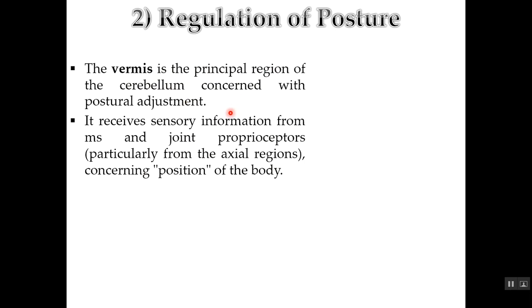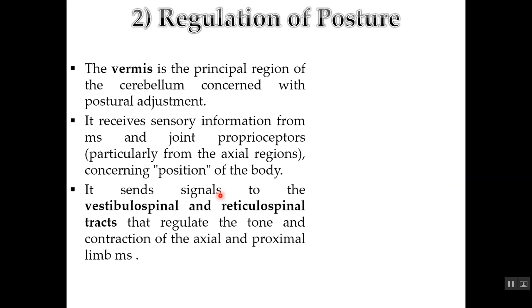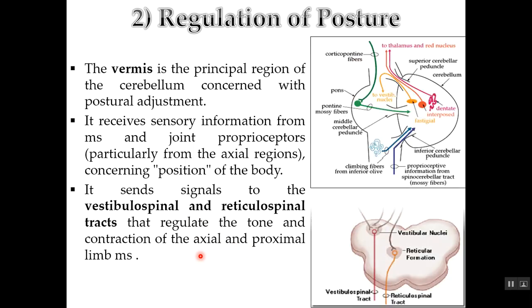It receives information from your muscle and joint proprioceptors, specifically present in the axial region. Axial region means in the trunk. Okay, concerning what? Concerning the position of the body. Then it will send signals to the vestibulospinal and reticulospinal tracts to regulate the tone and the contraction of the axial and the proximal what? And the proximal limb muscles.